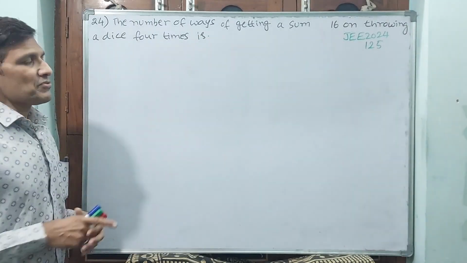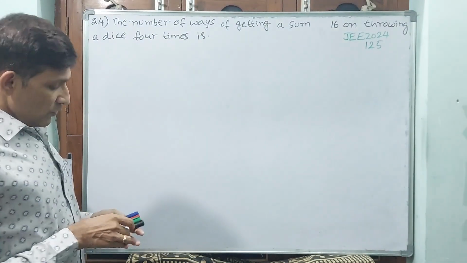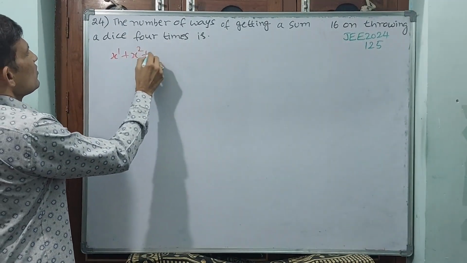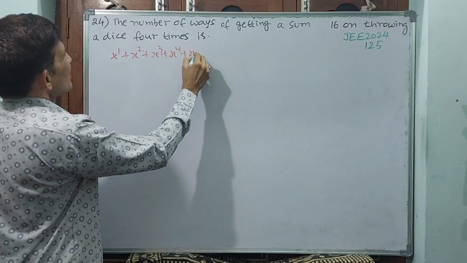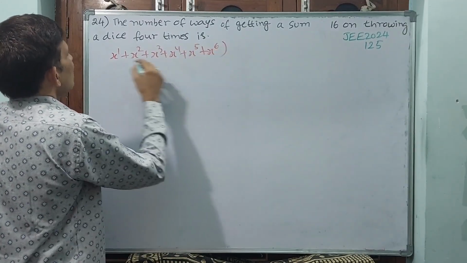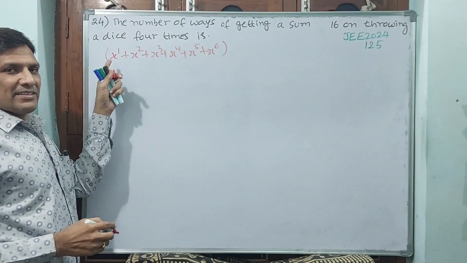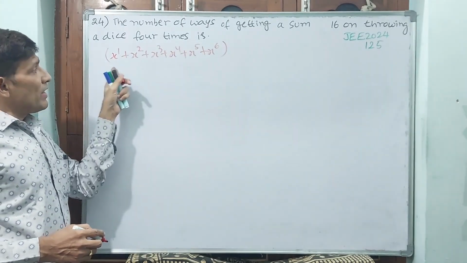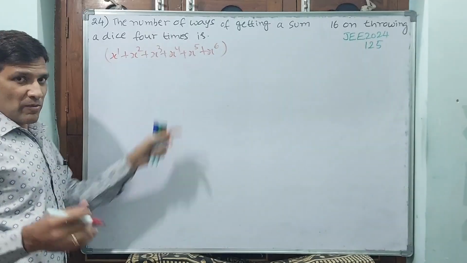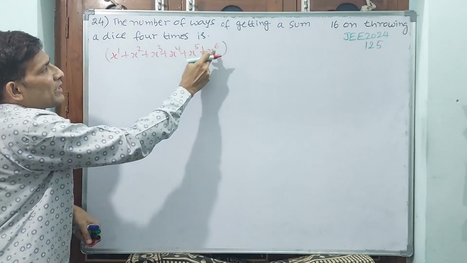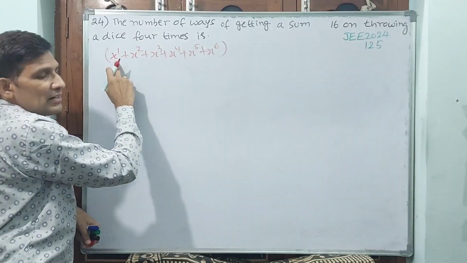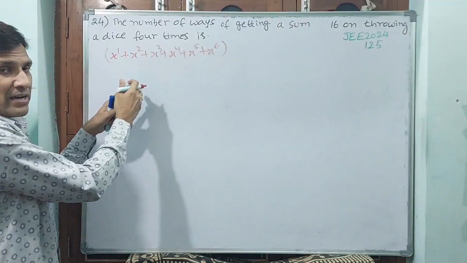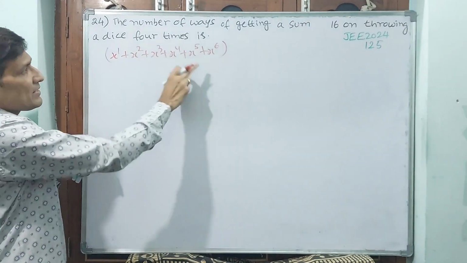Number of ways of getting a sum of 16 means, see, normally if you throw any dice, x power 1, x power 2, x power 3, x power 4, x power 5, x power 6 is going to come. The die contains 6 faces, 1, 2, 3, 4, 5, 6. Any one option is going to come. Why am I adding? Don't worry. For one throw, it may come 6 or 5 or 4 or 3 or 2 or 1. For calculating the number of ways, this also may come, this also may come. That is why we are going to add. But if you take only one throw, we write it one time.